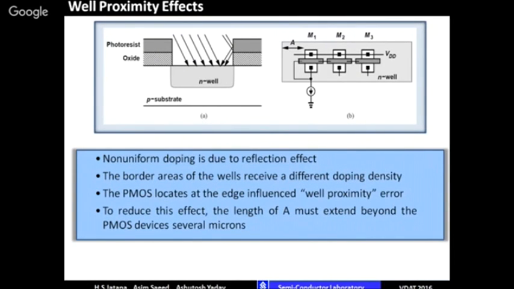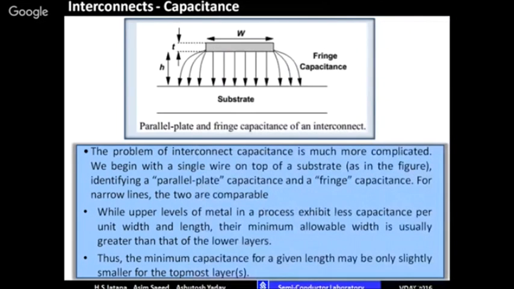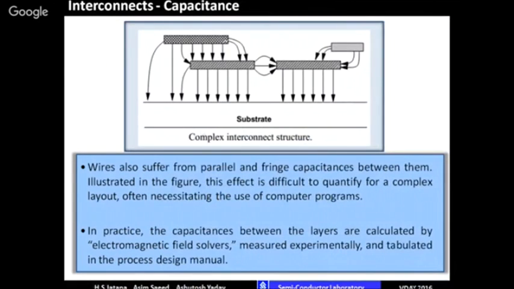Similarly with the well proximity effect. Your implant ions get scattered here, and that will also affect this particular border. So again you have to put a dummy here to alleviate this problem. Then all these interconnect capacitances, these fringe capacitances, will come, and you have to adjust these capacitances.